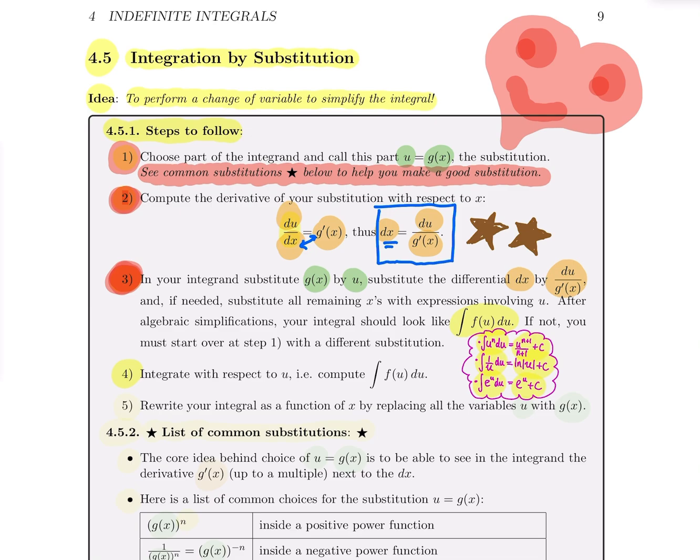Of course, your formula is now a formula that depends on u. So the last step is just to get rid of all the u's and replace them by g of x, so that your final answer, your family of antiderivatives, is an equation with a bunch of x's in it. Okay, so the x's come back. Even if you try to get rid of them, they do come back.